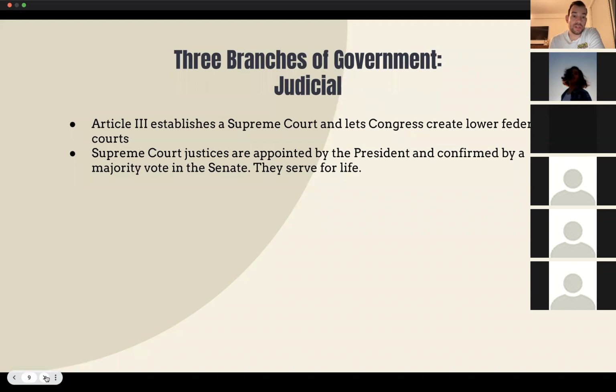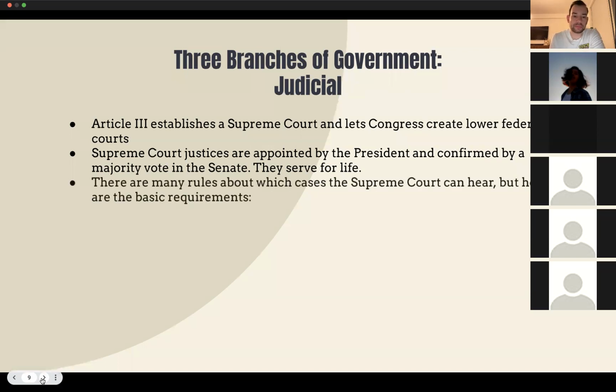If that person passes through the Senate, then they are elected for life. They can serve on the court for life, and many justices do. Many have died while on the court, most recently Ruth Bader Ginsburg, and then Antonin Scalia before her. So there are lots and lots of rules about which cases the Supreme Court can hear, but I want to give you the basic requirements to get a case to the Supreme Court.